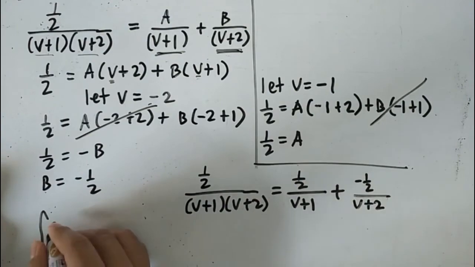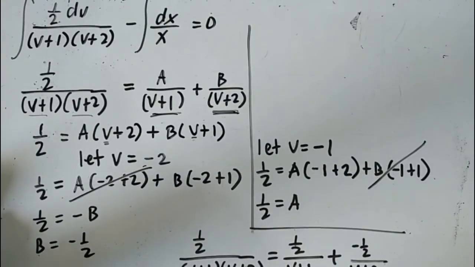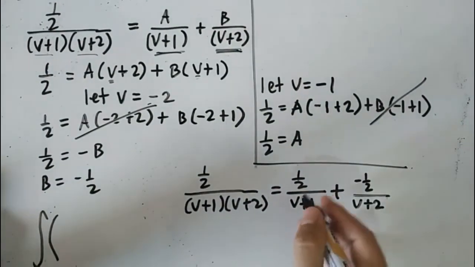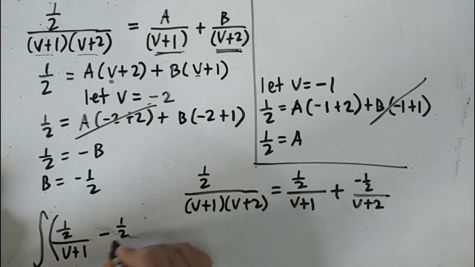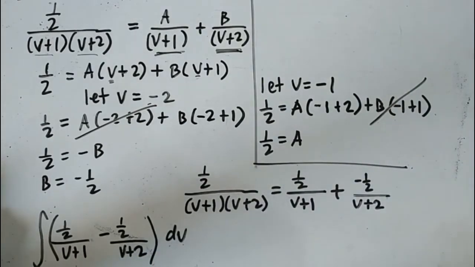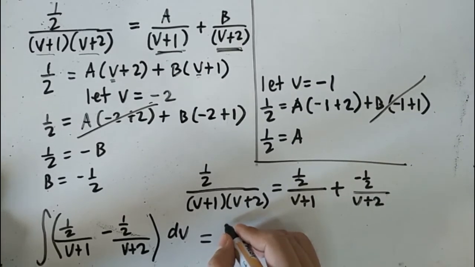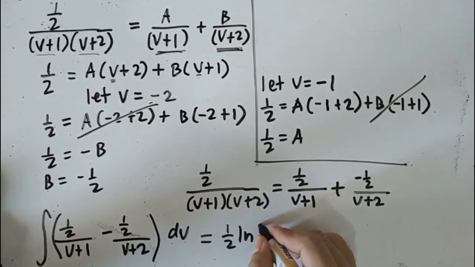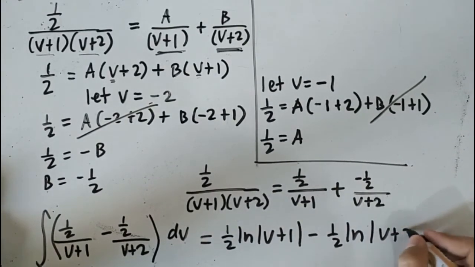So that is the integral of, instead of writing 1/2 dv over (v plus 1) times (v plus 2), we write instead 1/2 over v plus 1 minus 1/2 over v plus 2 dv. Okay. So this is now very much integrable. That is, we distribute the integral, so we have 1/2 ln of v plus 1 minus 1/2 ln of v plus 2.